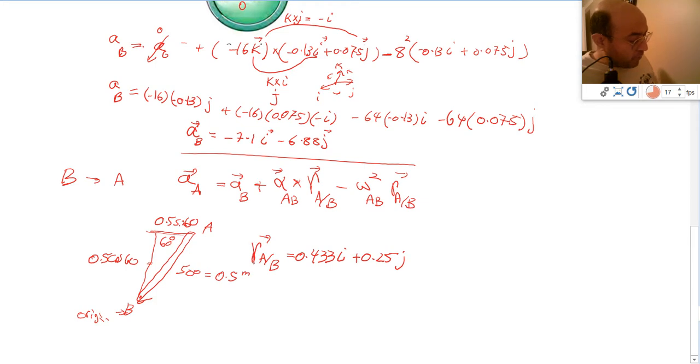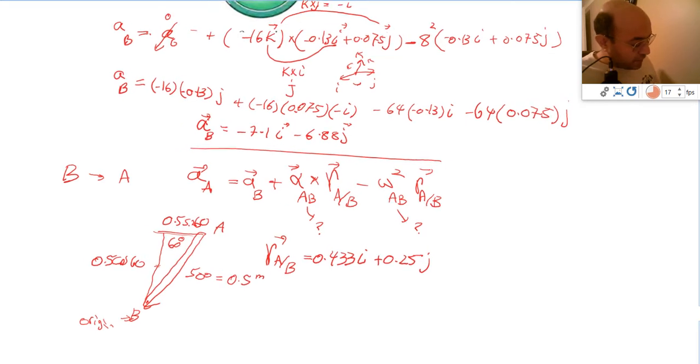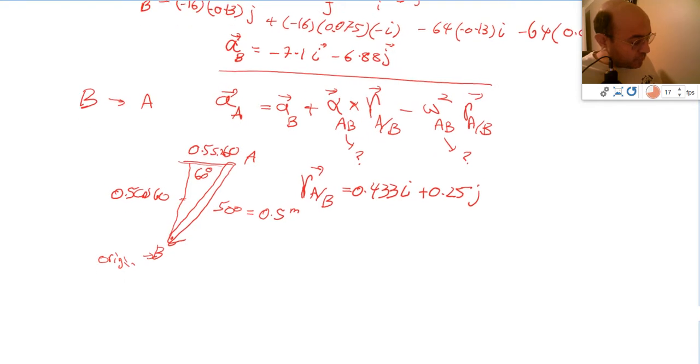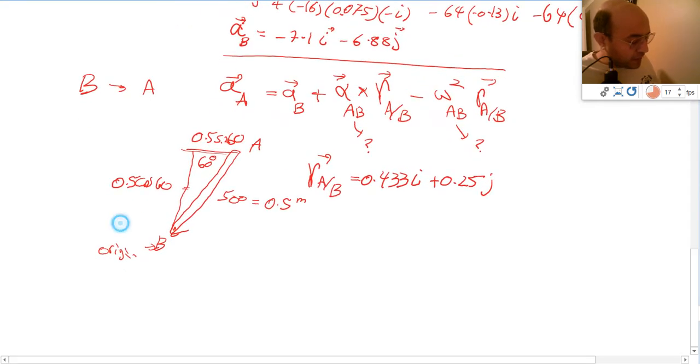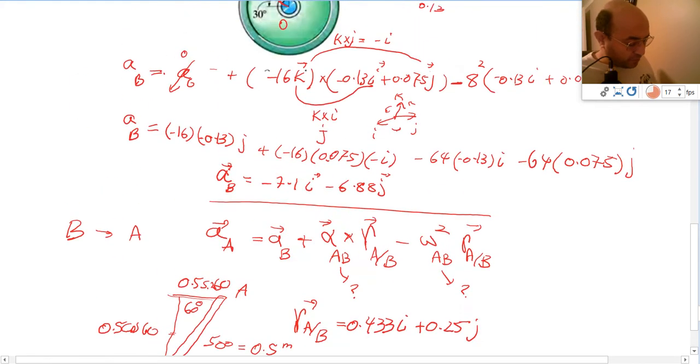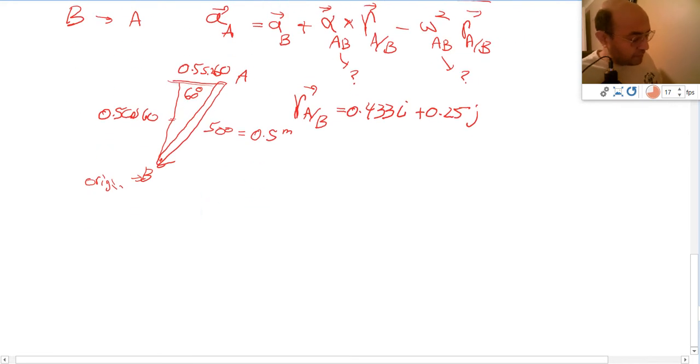Now, alpha AB, I don't know. Omega AB, I don't know. So I ended up with an equation where I do not know either of them. All I know is the acceleration of point B, but I do not have any further information other than that. So how should I deal with this situation? Acceleration of B, I already know. What I'm going to do is the same thing that we did in the lecture for relative velocity, where we used the vector approach. I'm going to follow the same method.